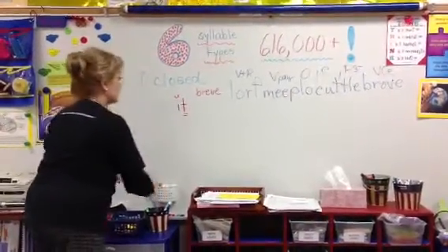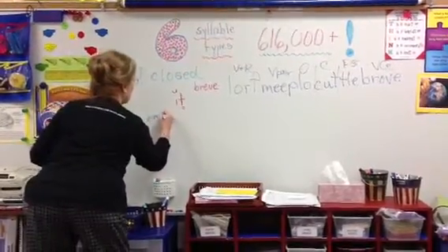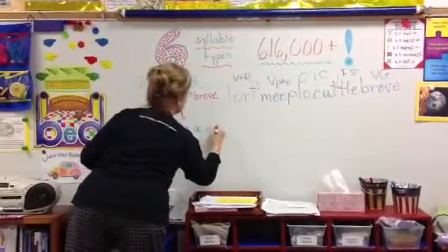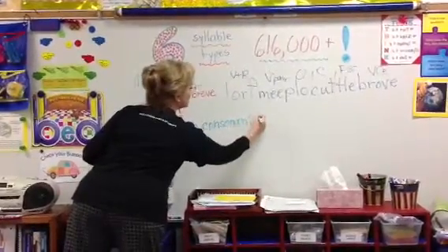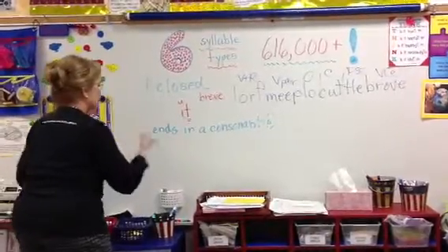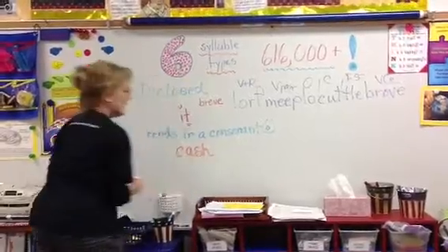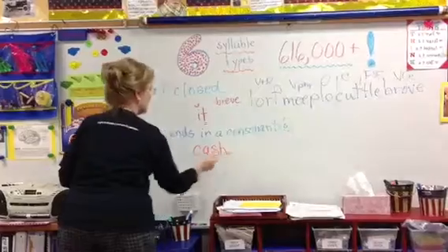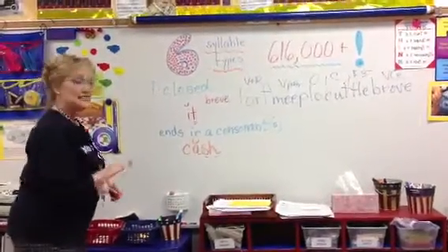It ends in a consonant, but it can end in more than one consonant. If we take the word cash, it ends in 2 consonants, but it doesn't matter. It can end in 2 consonants and the vowel is still short. Isn't that remarkable? Let's take 3 consonants.